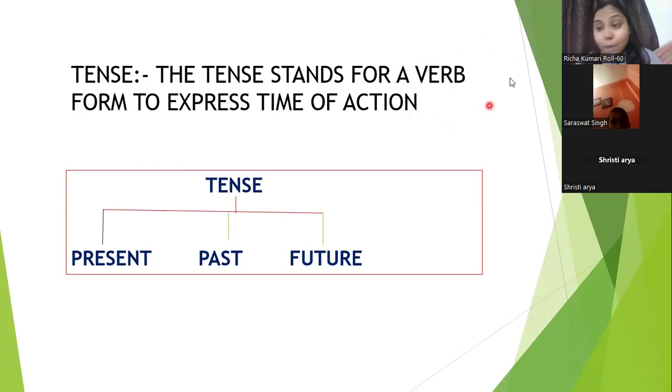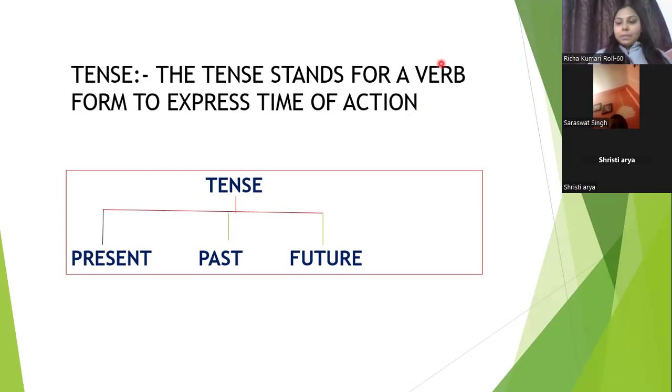Ma'am, form of verb. Now tell me, how many forms of verb are there? How many forms are there of a verb? Christy, can you tell me? Anyone? Ma'am, 5. Exactly, 5.